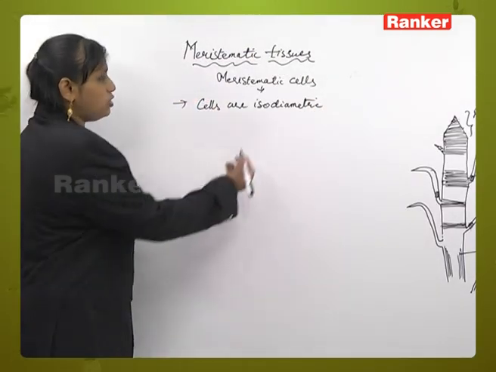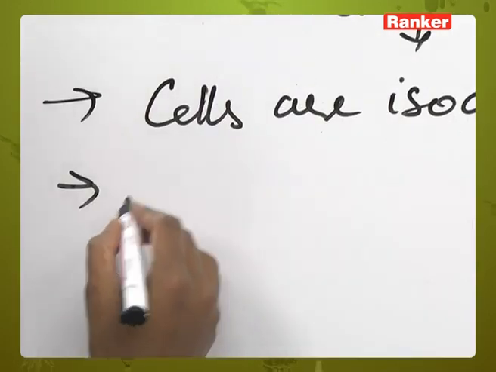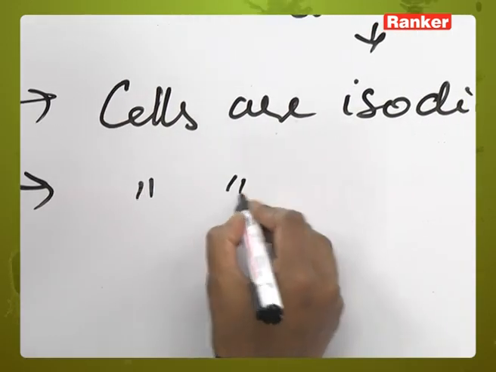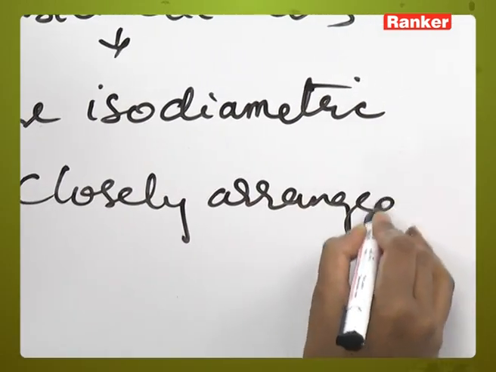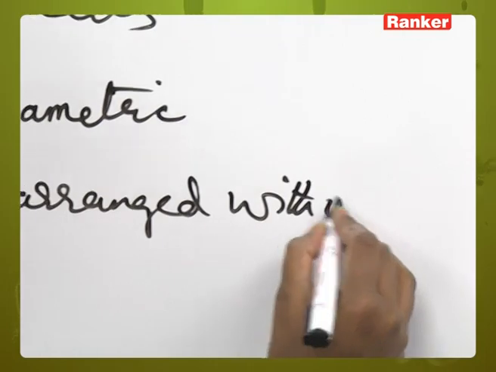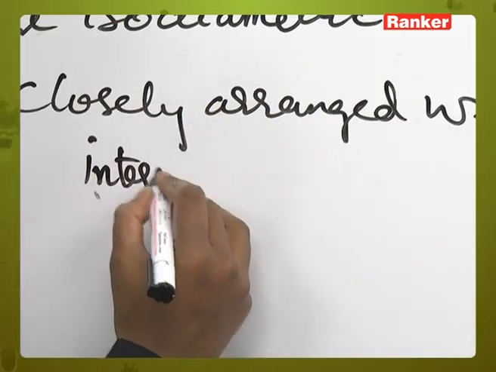And the next one is isodiametric, meaning cells of more or less the same diameter. Next, cells are closely arranged without intercellular spaces. What are intercellular spaces? Intercellular spaces are the spaces between two cells.